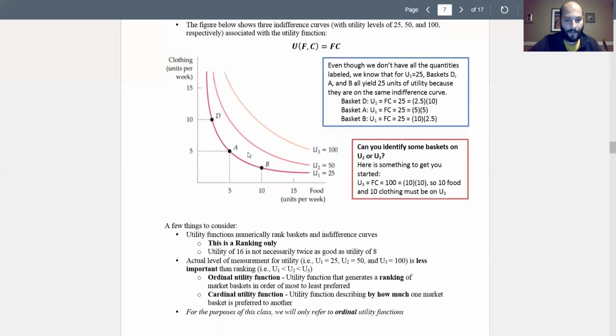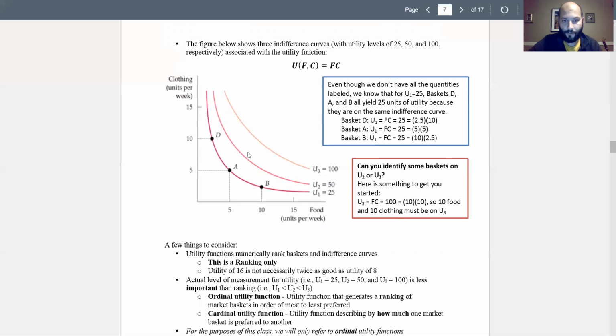All right, we could do the same exercise, so maybe it would be a good exercise for you at home to see if you can figure out what would be a couple of points on this indifference curve, U equals 50. What would be a couple points on this indifference curve, U equals 100, given if we have this utility function FC. And once again, you're just finding combinations that F times C equals, say, 100. So the point 10, 10 should be on this indifference curve, 100.